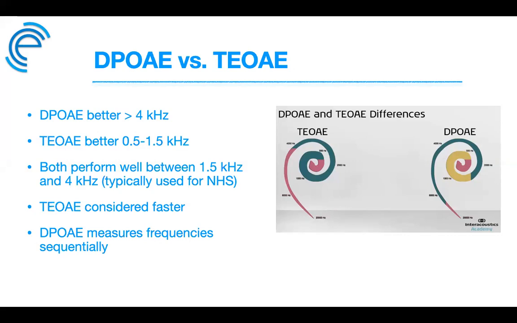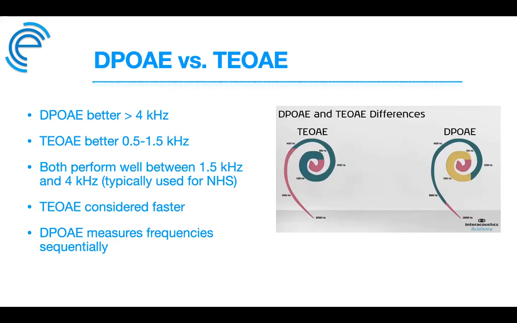Now with modern advancements, this isn't a big dilemma or a big difference anymore. But there are studies like the one done by Martin in 2005 that say that for newborns and older infants, the TEOAE is more robust by about 10 dB and typically can be measured up to about 6 kilohertz as compared to DPOAE for screening.